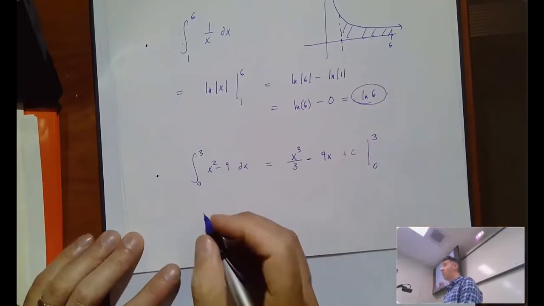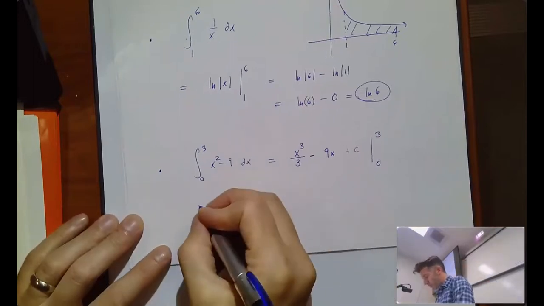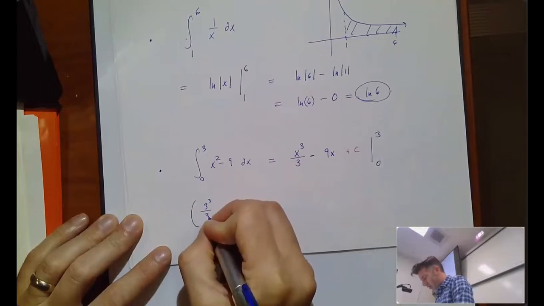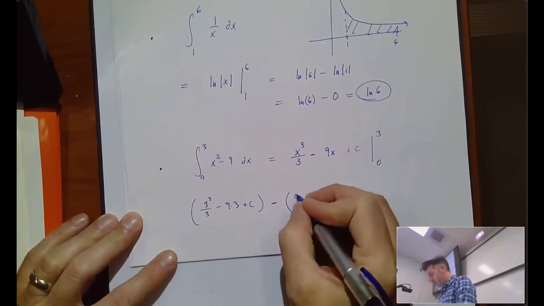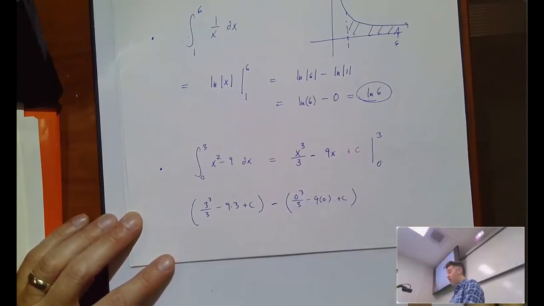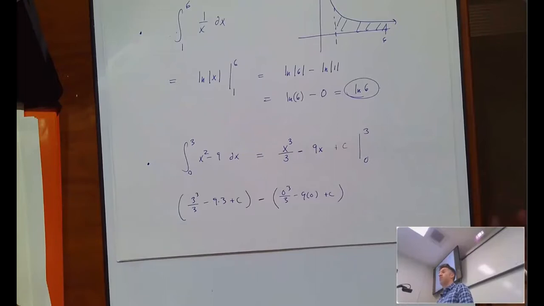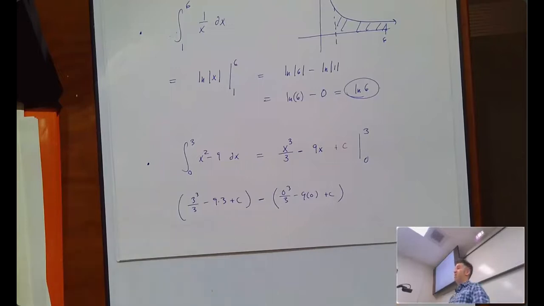So I'm first going to plug in, it's always the top first. You always plug in the top first minus the bottom second. So it's going to be plugging in the top, 3 cubed over 3 minus 9 times 3 plus c, minus plugging in the bottom, 0 cubed over 3 minus 9 times 0 plus c. Word of warning, a lot of the time when you plug in 0, you get just 0 back, but not always. Like if your function was e to the x, e to the 0 isn't 0, it's 1. Or if you have cosine of x, cosine of 0 is 1, not 0. So don't just assume that when you plug in 0, it's all going to be 0. A lot of the time it will be, but not always.